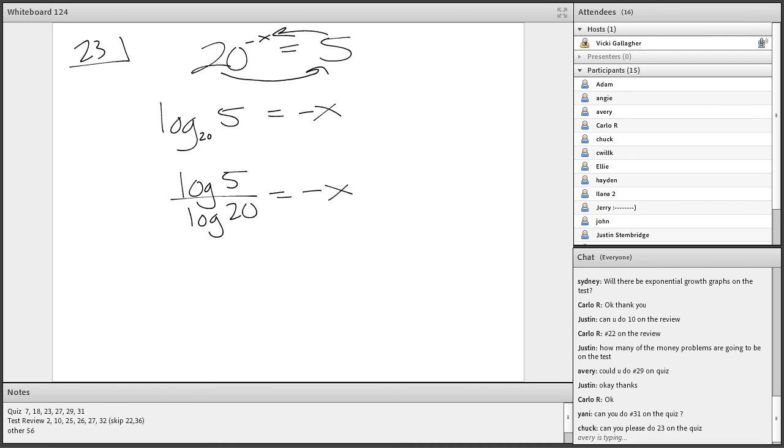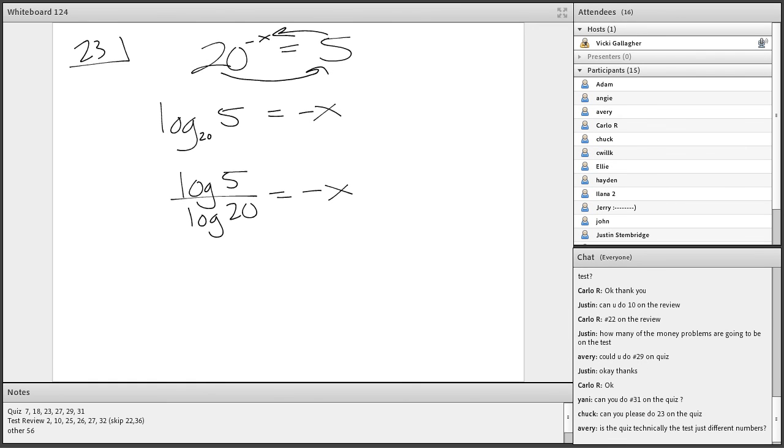But for a problem like this, your ultimate goal is to get the x by itself. And so we need to take the negative sign being multiplied by the x, and we need to move it to the other side. You can either divide by -1 or multiply by -1. Either way, basically, you need a negative sign on the other side somewhere.